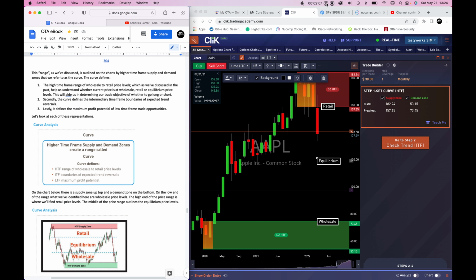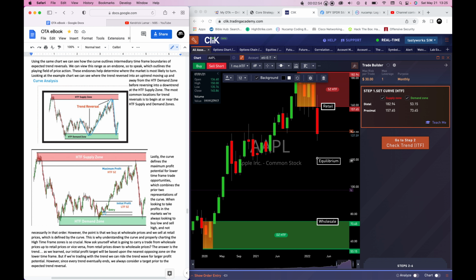Secondly, the curve defines the intermediary time frame boundaries of expected trend reversals. Lastly, it defines the maximum profit potential of low time frame trade opportunities. Let's look at each of these representations. On the chart on the lower left-hand corner, there is a supply zone up top and a demand zone on the bottom. On the low end of the range, what we've identified here are wholesale price levels. The high end of the price range is where we'll find retail price levels. The middle of the price range outlines the equilibrium price levels.